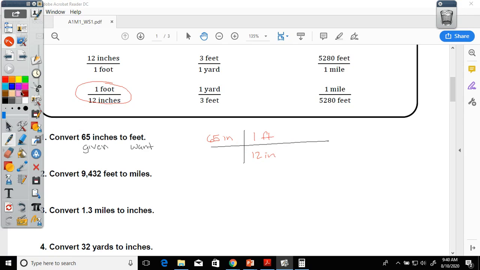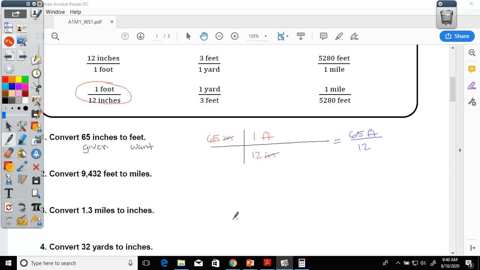Once again, the reason we do that is because by having inches on top and on bottom, we're multiplying and dividing by the same thing. So the inches will reduce out. All right. Now we just multiply straight across the top. 65 times 1. That's 65 feet divided by 12. The inches are gone. The only measurement left is feet.